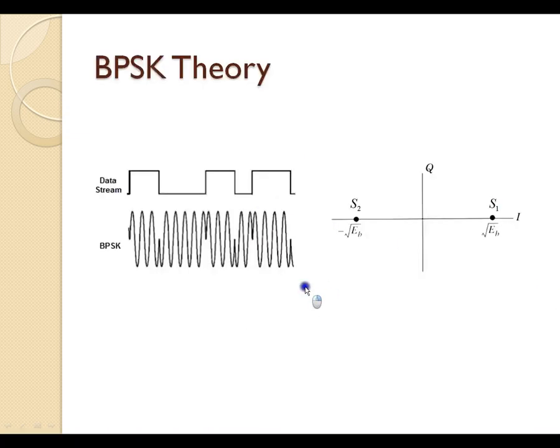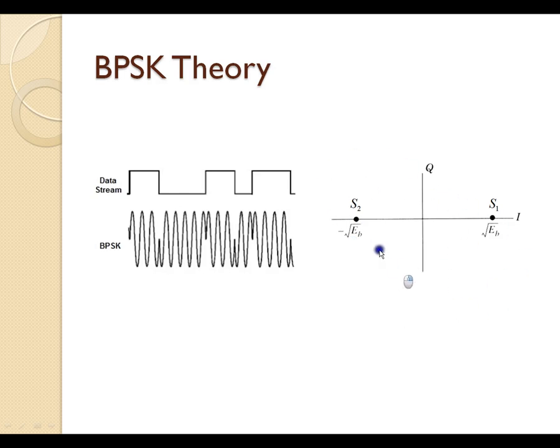BPSK, binary phase shift keying, is the simplest form of PSK. The carrier frequency and amplitude stay constant while the phase is shifted a certain degree to represent different symbols. The information is stored in the phase of the signal. In binary phase shift keying, there are two symbols, 1 and 0. When the phase is 0, the binary equivalent is a logical 1, and when the phase is 180 degrees, the equivalent is logical 0.